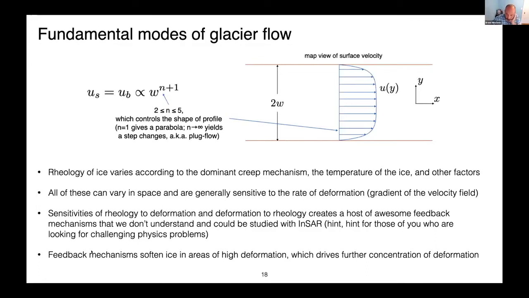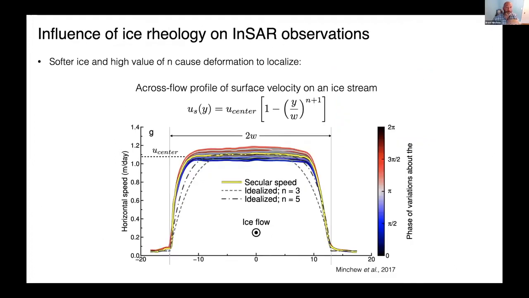These feedback mechanisms basically soften ice in areas of high deformation, which drives further concentration of deformation. Why does all this matter? For InSAR observations, softer ice ends up giving you higher rates of deformation, which ends up being challenging for things like unwrapping and processing of your InSAR data. So this is just an example cross-flow profile of the velocity of an idealized ice stream. We have the observations that are focused here in the yellow lines.